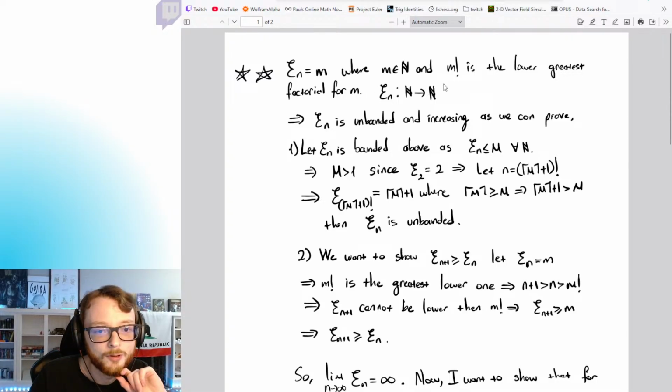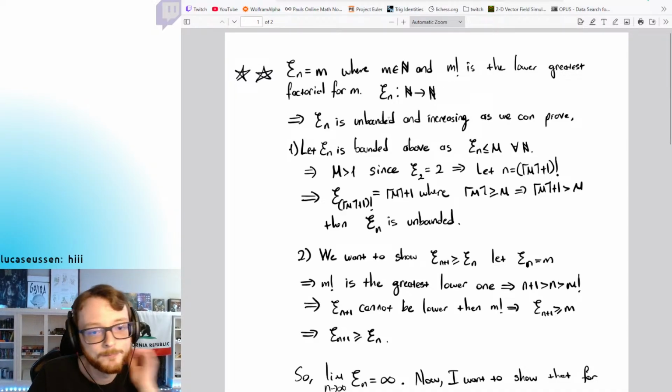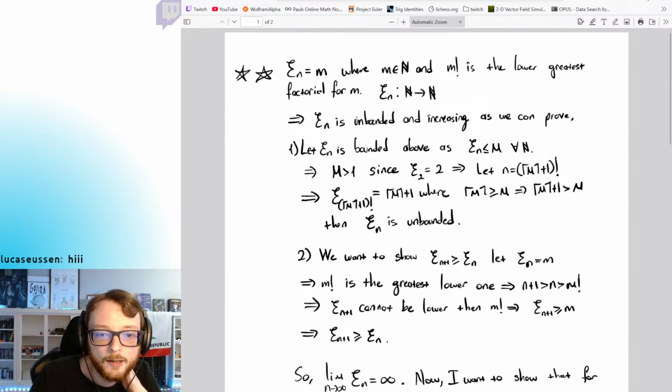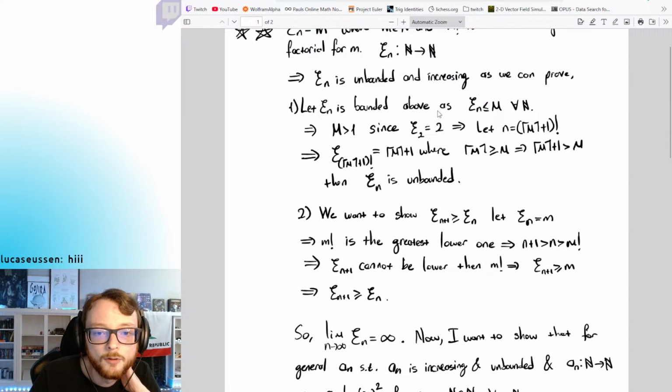So psi sub 124, if you give it 124 as an input, it will give you, I guess, 5 as an output, because 5 factorial is 120. Hey, Lucas. Okay. It's unbounded and increasing. Sure. So we can prove. Let it be bounded above by mu for all natural numbers. Mu is greater than 1 since psi sub 2 is 2. Let n equal ceiling of mu plus 1 factorial.